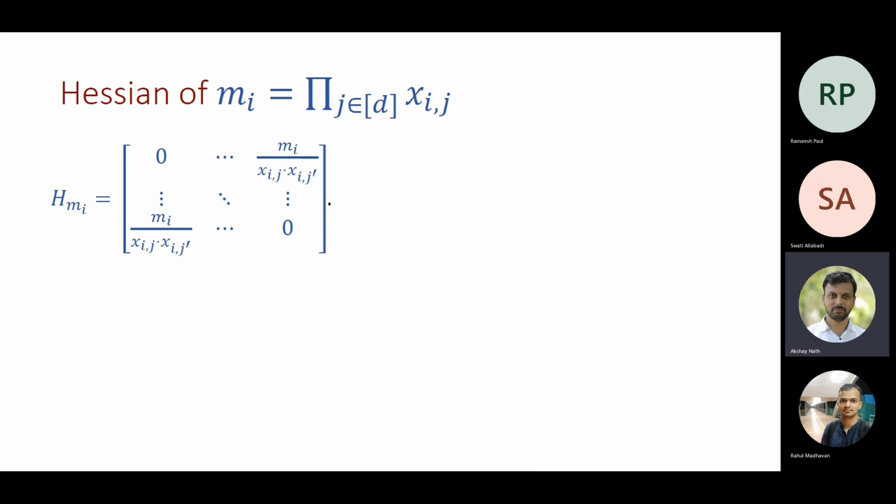So let's look at the Hessian of this monomial. The Hessian of this monomial looks as follows. All the diagonal entries are 0, because a diagonal entry is just the derivative with respect to the square of a variable, right? But over here this monomial is multilinear, so the derivative of this monomial with respect to the square of a variable would be 0. So the diagonal entries are 0. What about other entries? If the entry is indexed by the variables xij and xij', then it is just mi divided by xij', because that's how a derivative of a multilinear monomial looks. This is what the Hessian looks like.